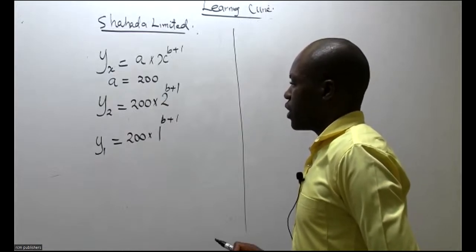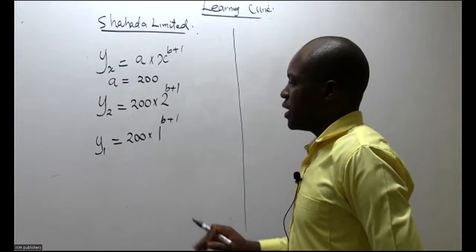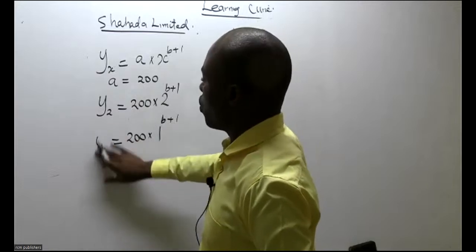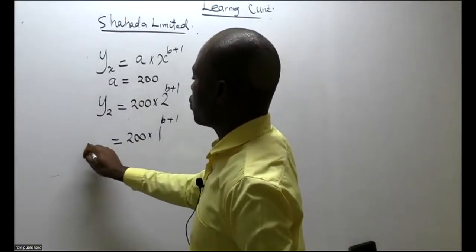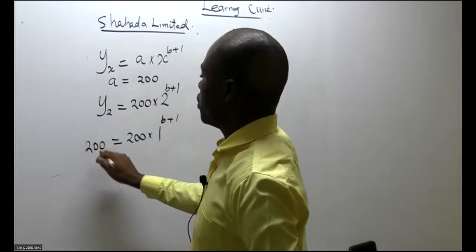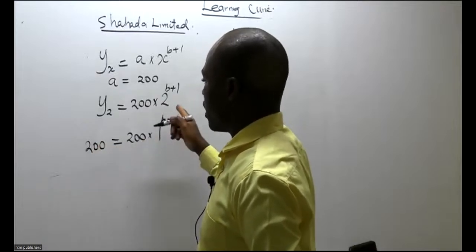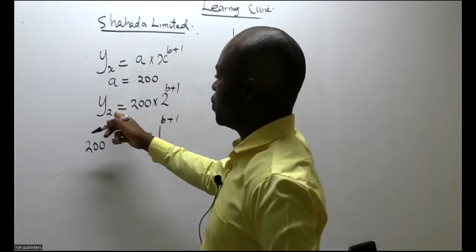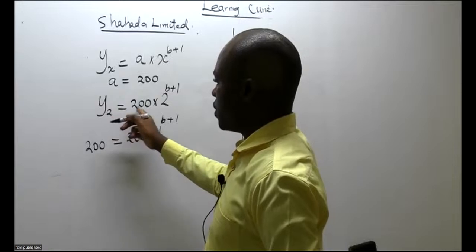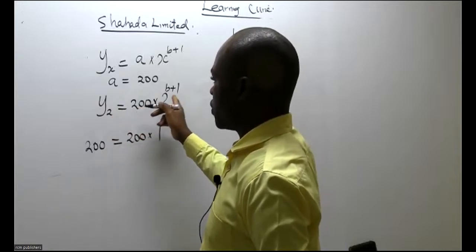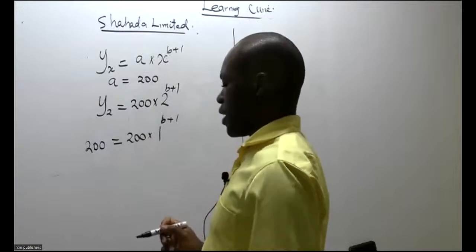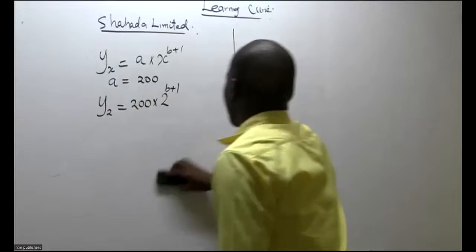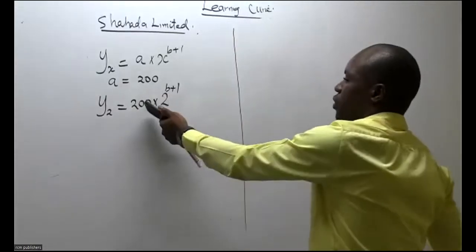Now, are we able to get that b plus 1? Remember, the time taken to produce the first unit is equivalent to 200. So your 200 should be equivalent to this times this raised to the power b plus 1. The first 2 units will also be 200 raised to the power b plus 1. But I don't want to confuse you with this other part. Let's deal with this one here only.